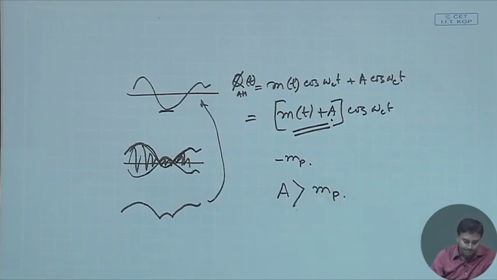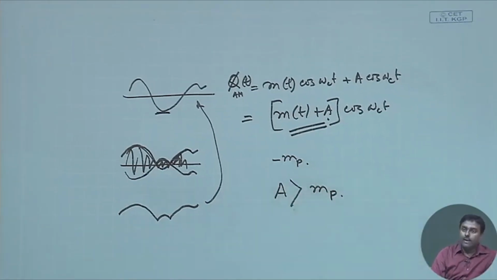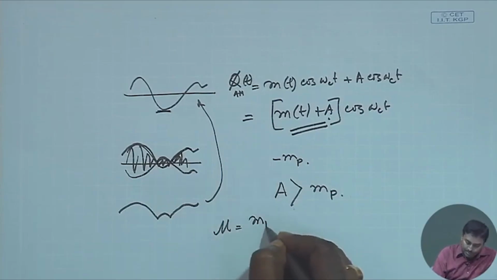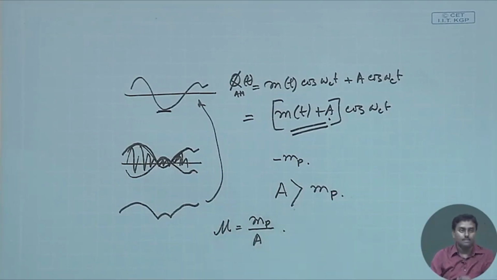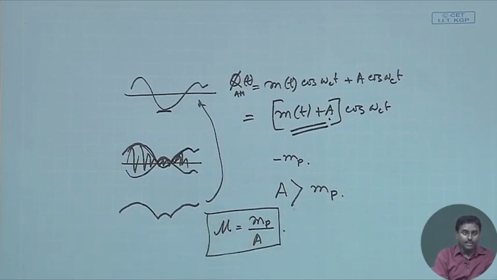So, therefore, I have a condition that A must be greater than this m_p. Okay. This must happen, and in that aspect we define a term called the modulation index, which is defined as μ, which is actually m_p divided by A, where m_p is the lowest value of my message signal. Or you can write that as m_min, whichever is good for you. But anyway, this is the modulation index that has been defined.